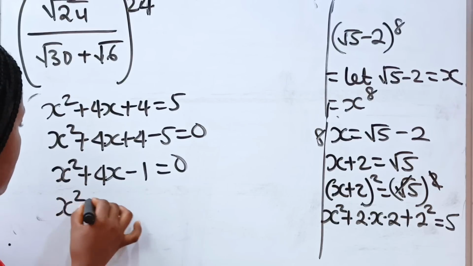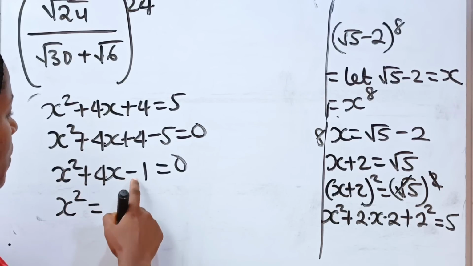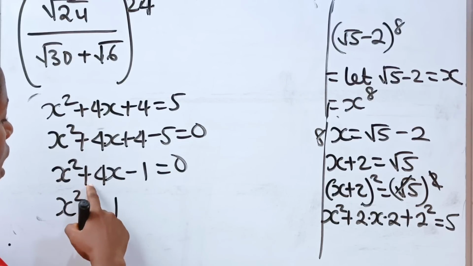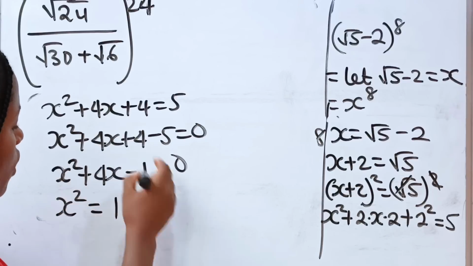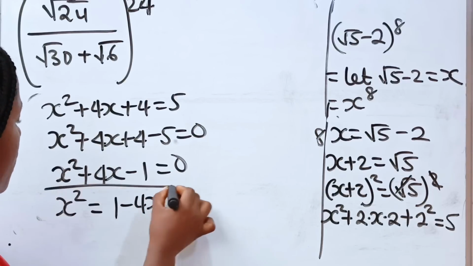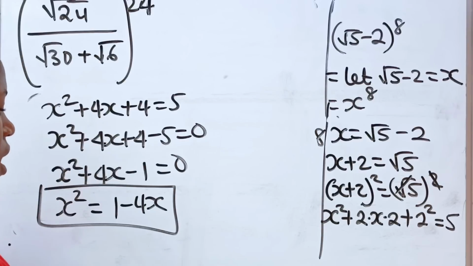So I have x² is equal to, this minus 1 will cross to become plus 1, and plus 4x will cross to become minus 4x. So this is what we have, that x² is equal to 1 − 4x. This is a very important part of this video, okay? That x² is equal to 1 − 4x.